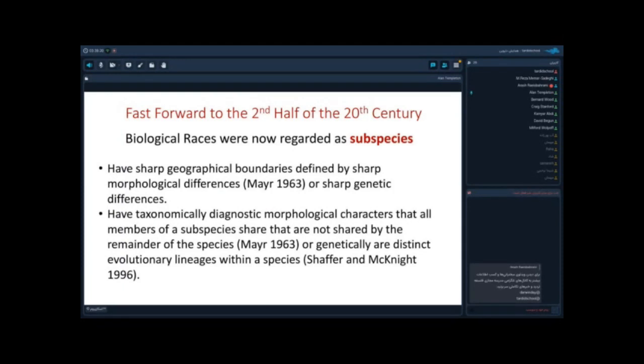Mayr also insisted that a subspecies has to have taxonomically diagnostic morphological characters that all members of the subspecies share and that are not shared by the remainder of the species. And this is generally interpreted in modern genetic terms as that the species is subdivided into genetically distinct evolutionary lineages. That is, they're taxonomically identifiable as separate lineages within a species. So that's the more modern concept of what we mean by a race.